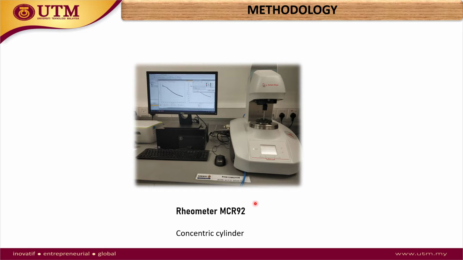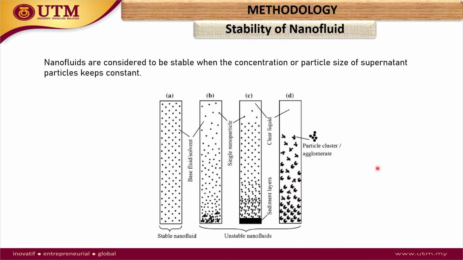For viscosity measurement, we were using the rheometer MCR92 from Anton Paar, and this device uses a concentric cylinder which requires a minimum of 60 ml of sample to obtain reliable results. And we fixed our shear rate at 100 per second and working temperature from 20 to 70 degrees Celsius.